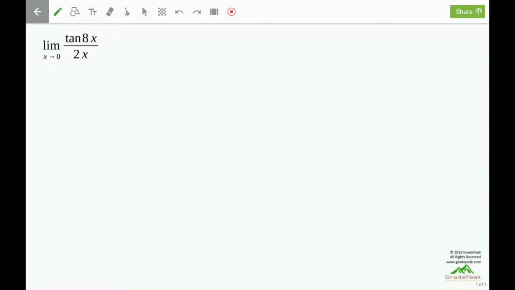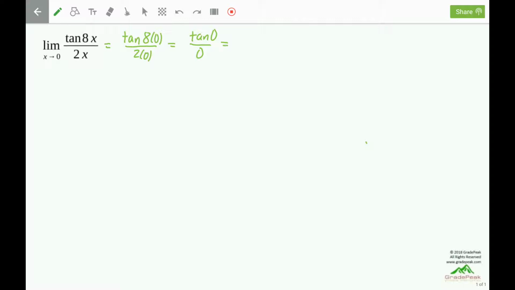Limit as x goes to 0 of the tangent of 8x divided by 2x. The first thing we're going to do is try plugging a 0 in for each of the x's. That'll give us a tangent of 8 times 0 divided by 2 times 0. 8 times 0 is 0. 2 times 0 is 0.